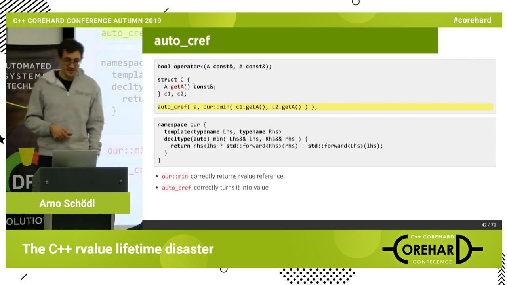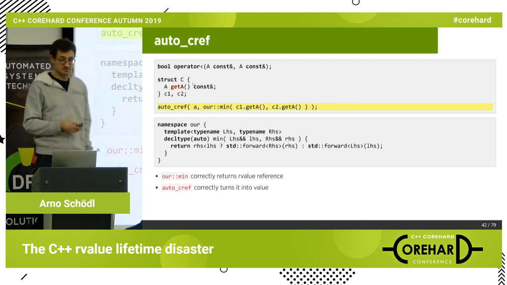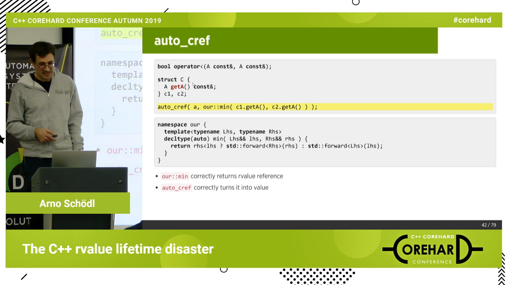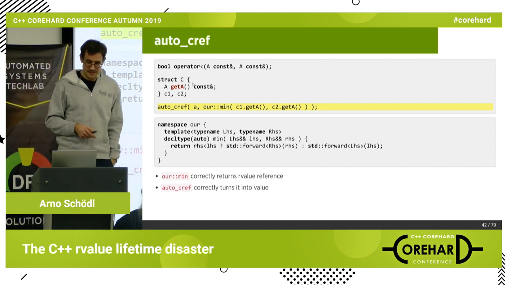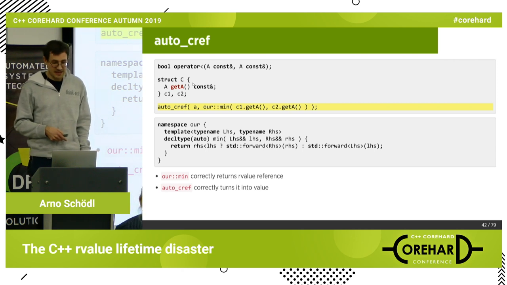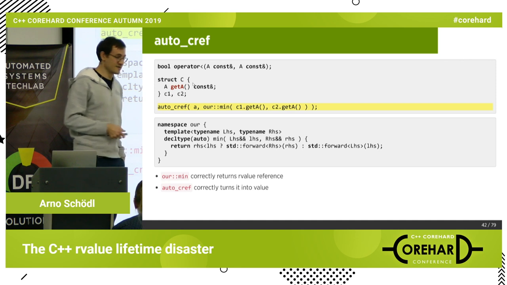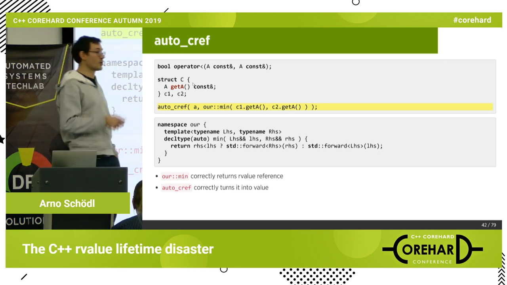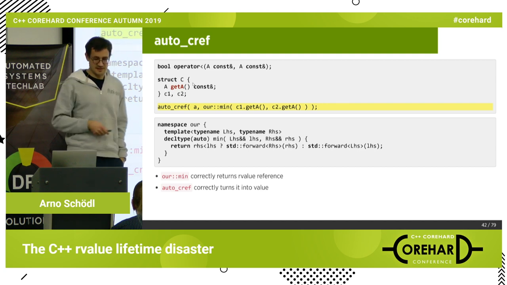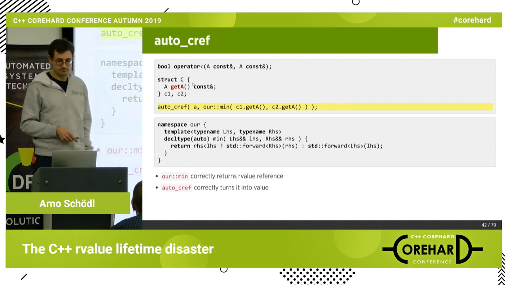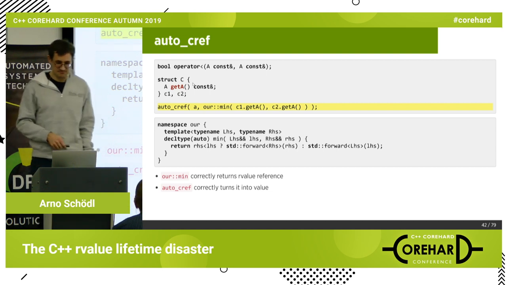So let's see, now if we have this, let's get back to our problem with this min. We have it again, the operator less, and we have two get A's, and we pump this through our min. Our min is the smart min that passes it through by rvalue reference, and then it's taken by auto cref, and the auto cref turns the rvalue reference into a value, and then everything works, okay? So if you put all this machinery in place, it's okay.